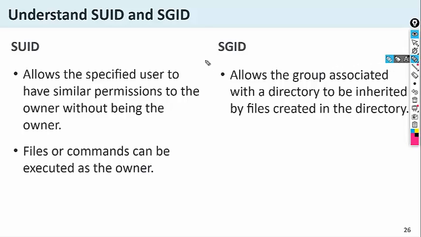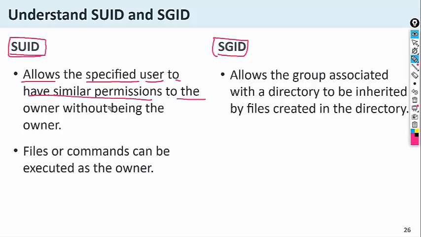So there are two types of permissions. First, you will have to understand SUID, set user ID. Another is set group ID. User ID and group ID we have discussed already, but this type of security permission allows the specified user to have a similar permission to the owner without being the owner. For example, Vijay is the owner. Vijay user is the owner.